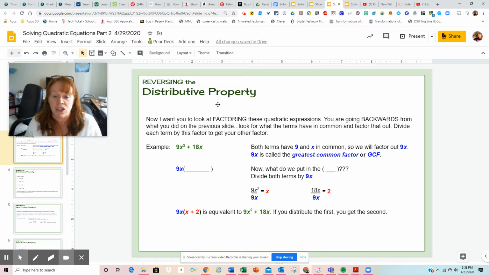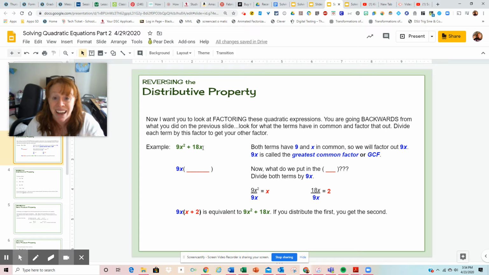You're going to look for what the terms have in common and factor that out so that you have something times something to give you what you started with. So this is my example, 9x squared plus 18x. You should be able to see right off the bat that both of them have a 9 in common, but both of them also have the x. A lot of people can pick up on the number part, but forget about the variable part.